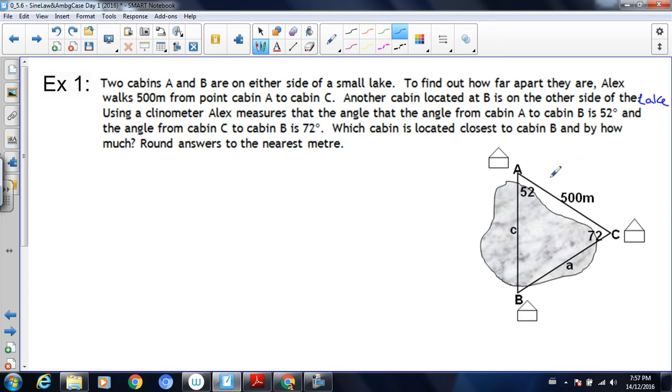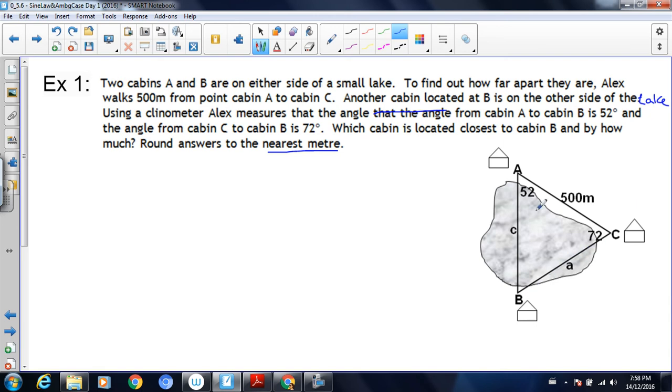Using a clinometer, Alex measures that the angle from cabin A to cabin B is 52 degrees, and the angle from cabin C to cabin B is 72 degrees. Which cabin is closest to cabin B, and by how much? Round answers to the nearest meter. This is important. So we need to know, is cabin A closer to cabin B, or is cabin C closer to cabin B?